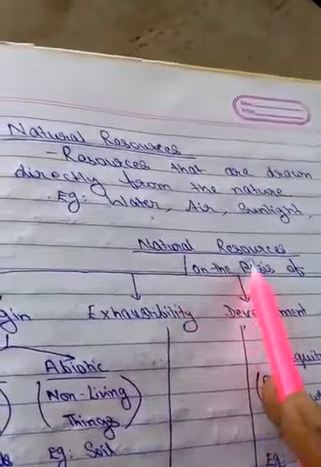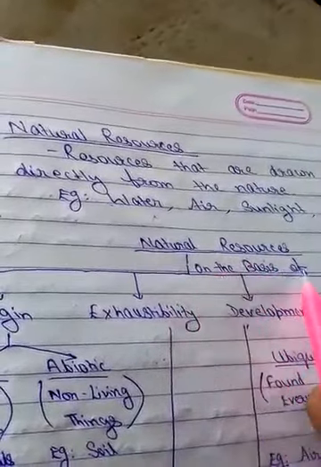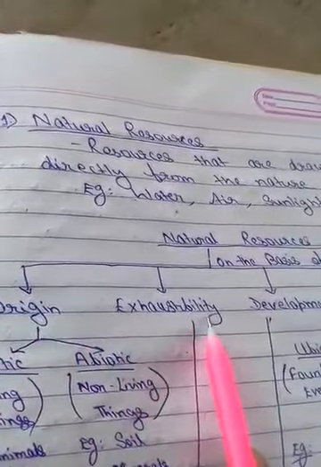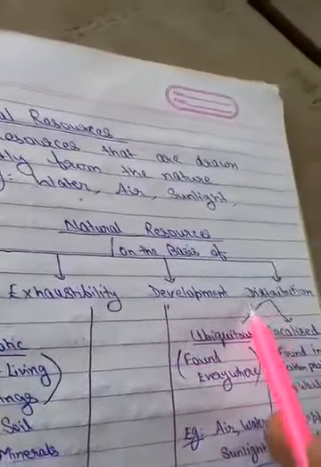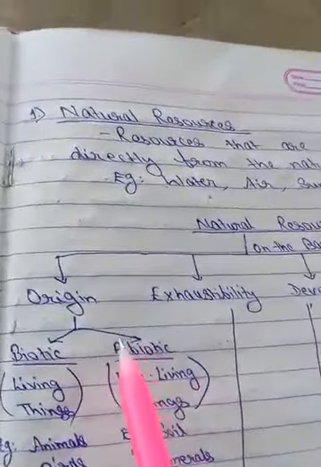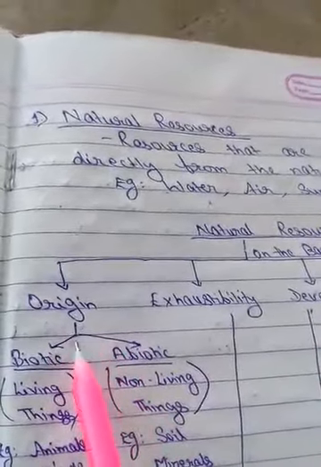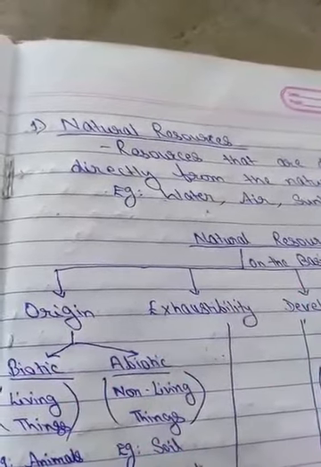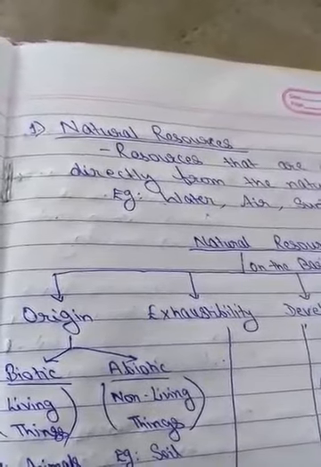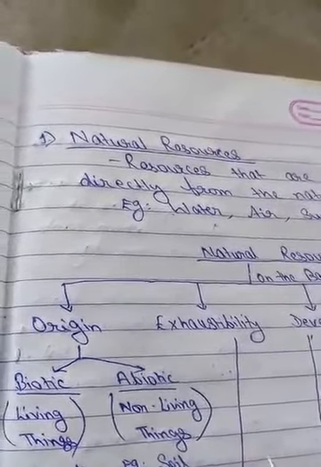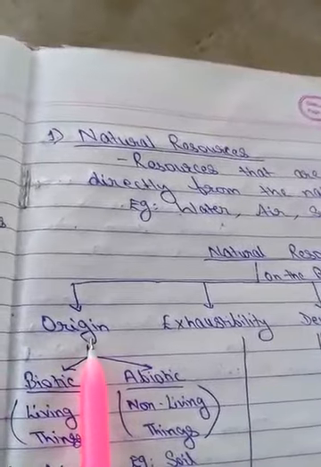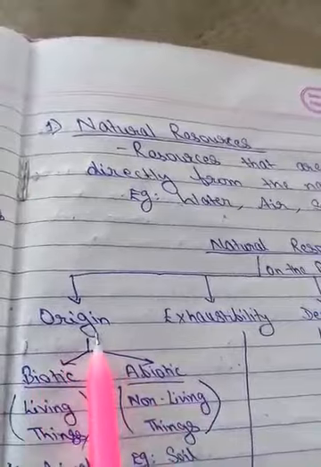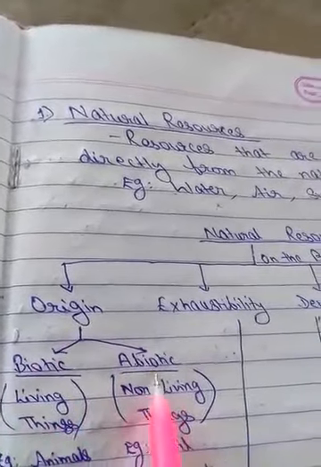Now, natural resources are classified on the basis of four ways. First of all, on the basis of origin, on the basis of exhaustibility, on the basis of development, and on the basis of distribution. On the basis of origin means where the natural resource originated and what type of origin. On the basis of origin, there are biotic resources and abiotic resources.